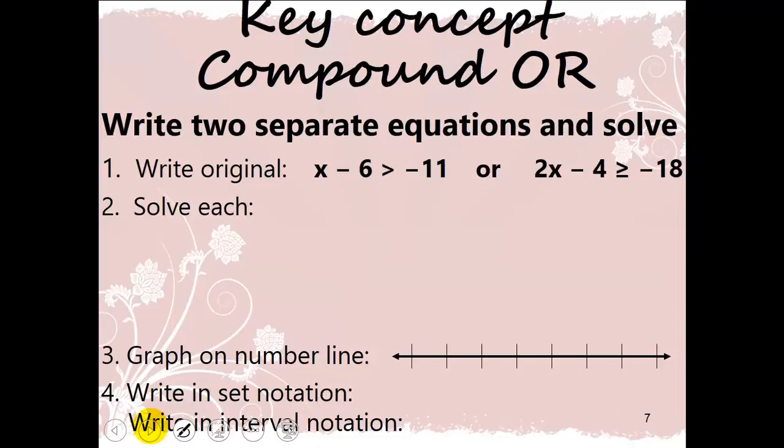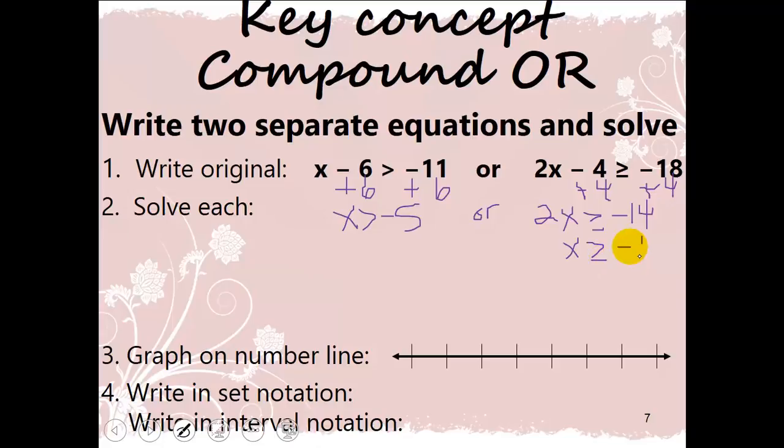Right? One more. I'm going to solve each separately. I'm going to add 6. So x is greater than negative 5. Or I'm going to add 4 here. Notice how both of these are greater than symbols. So let's figure out what this is going to mean.